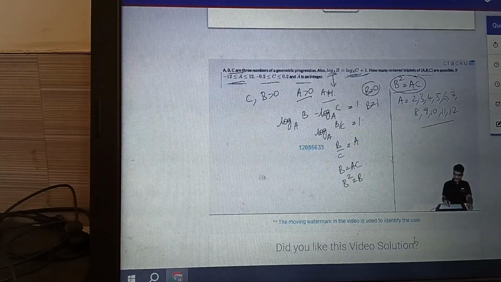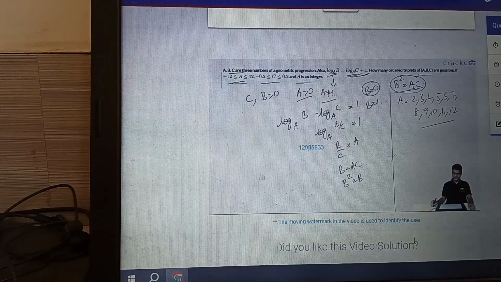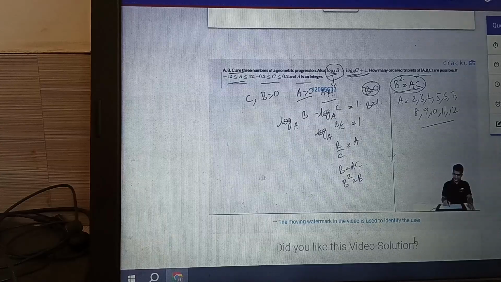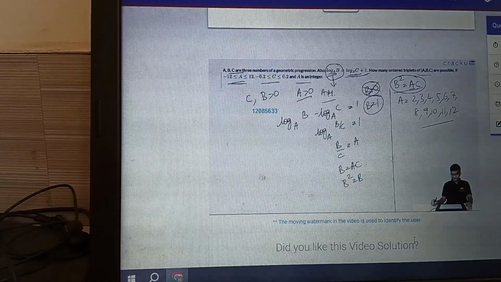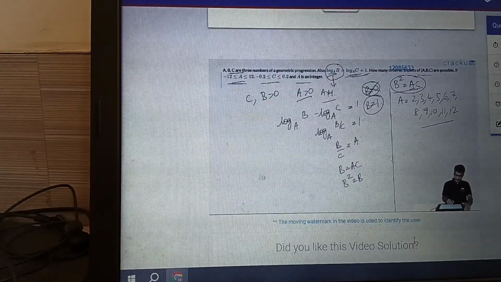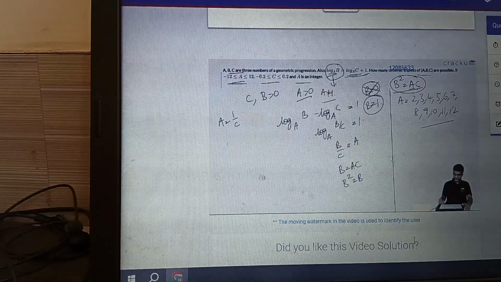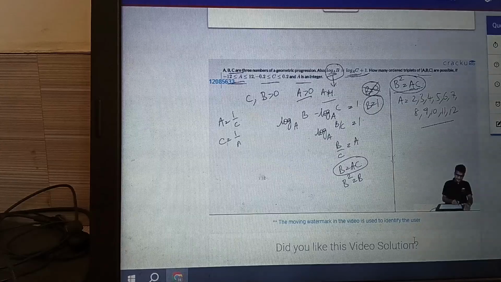B cannot be equal to 0. Because if B is equal to 0, either A has to be 0 or C has to be 0. And in fact, if B is 0, log B to the base A is not defined. So B cannot be equal to 0. This would imply that B has to be necessarily equal to 1. If B is equal to 1, that would imply that A is equal to 1 by C, because A into C will equal B, or C is equal to 1 by A.